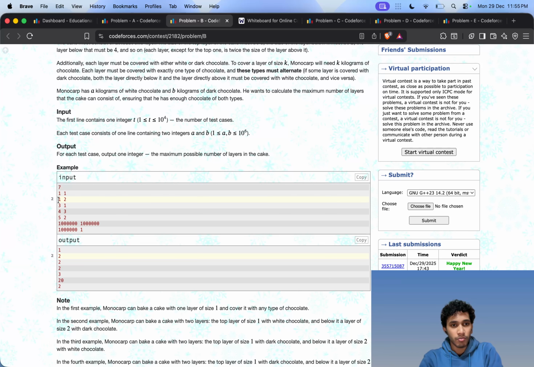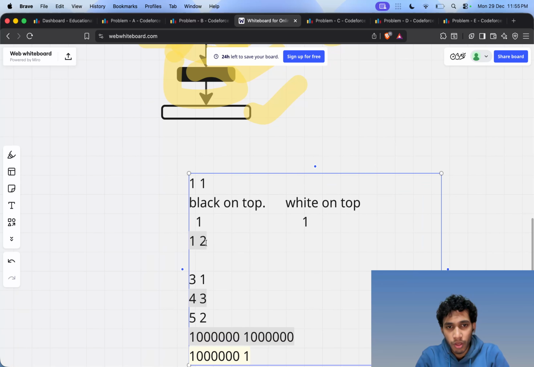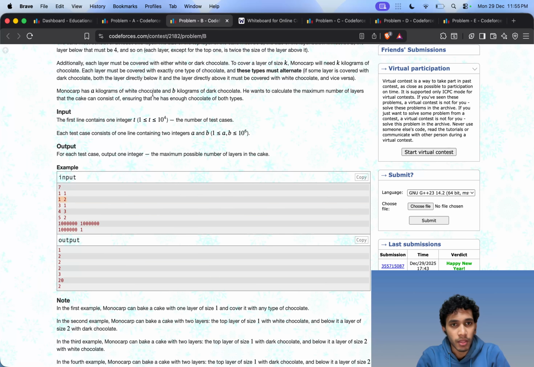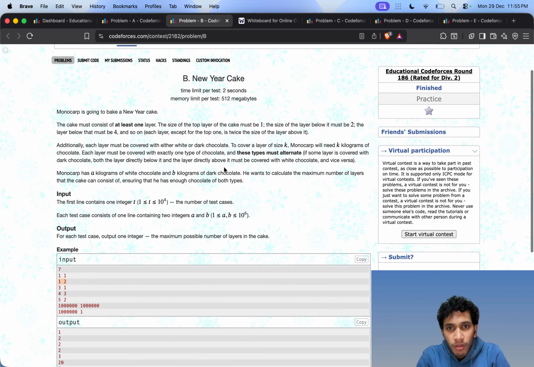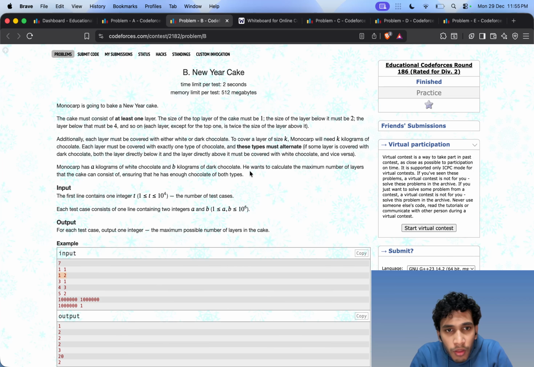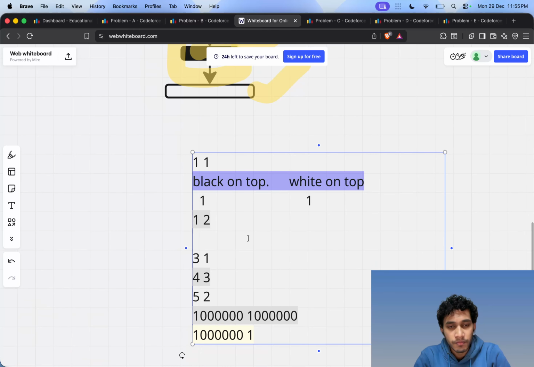Alright. Now let's move to the second case where we have 1 and 2. Now for black on top, what is A and what is B? A is white and B is black.